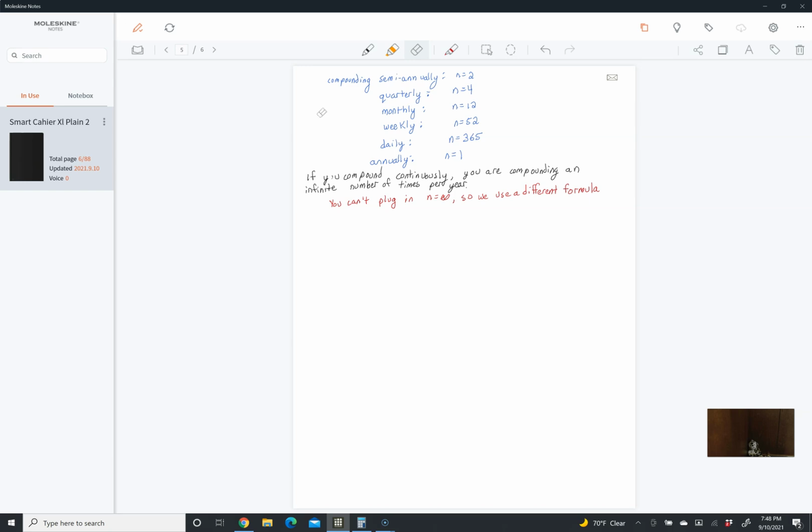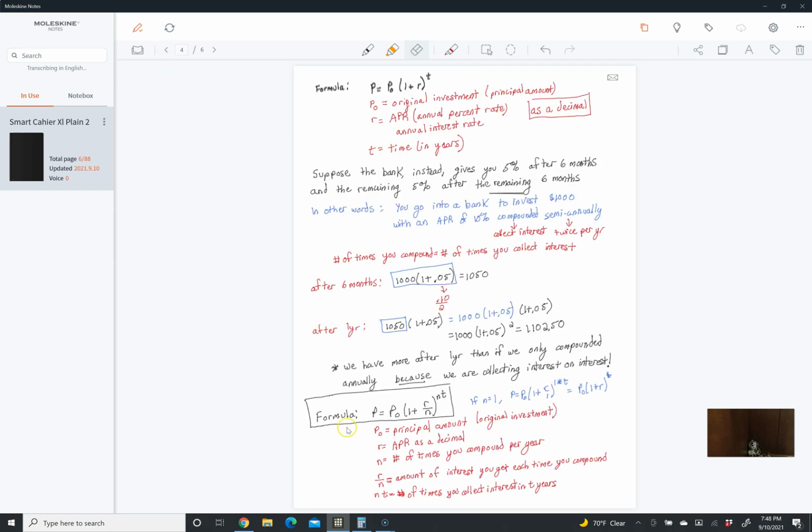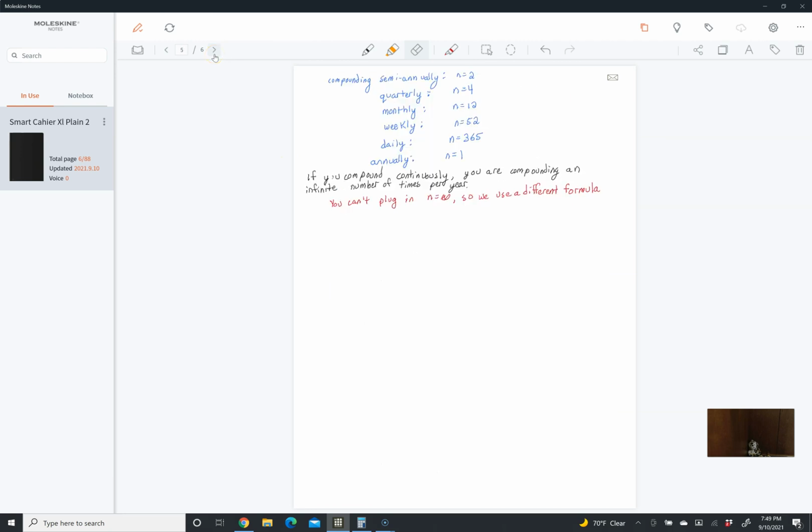Okay, so let's figure out what that formula is. In order to do that, we're going to create a table, and we're going to take the part of this formula that just uses n. So we're going to ignore the p0, ignore the r, and ignore the t. We're going to set everything else equal to 1, okay? And if we do that, then we can create a table where we use n and 1 plus 1 over n to the n.